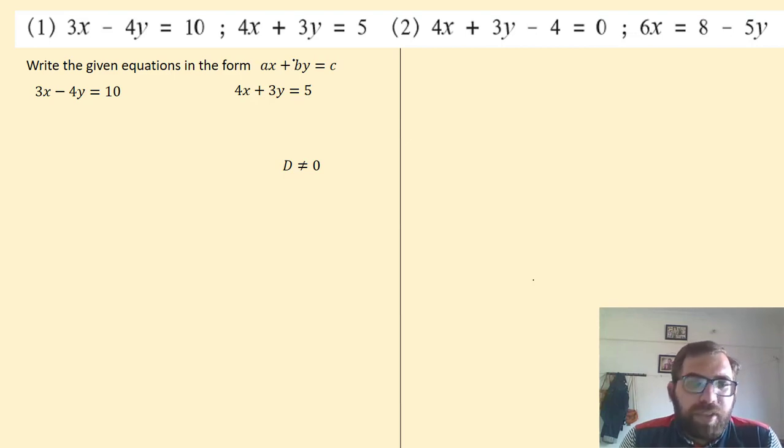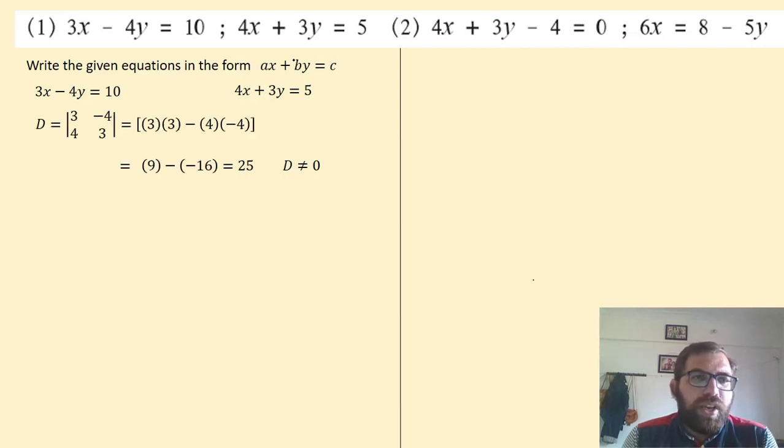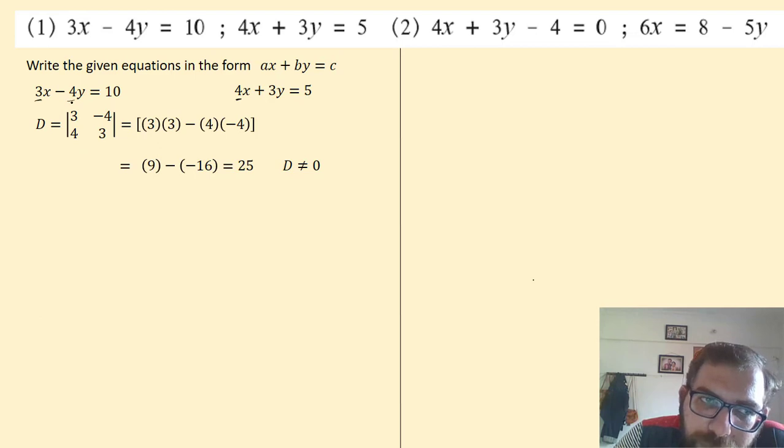The next step, we want to find the D. D is the determinant of coefficients. So D is a determinant of coefficients. See these coefficients, which are they? The coefficients of x are 3 and 4. The coefficients of y are -4 and 3.